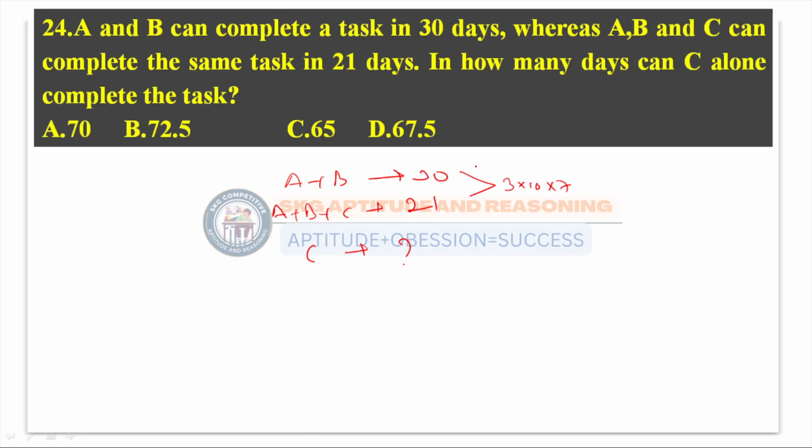So the efficiency of A plus B is 7 parts, and the efficiency of A plus B plus C is 10 parts. So A plus B is 7, and then C will be 3. So the total work is 3 into 10 into 7 divided by 3. If C alone does the work, then the work will be completed in 70 days. Let us move to the next question.